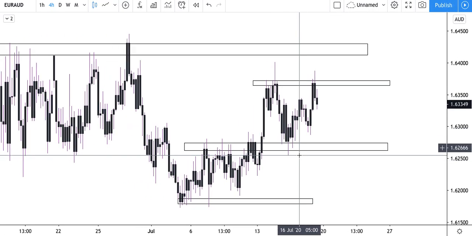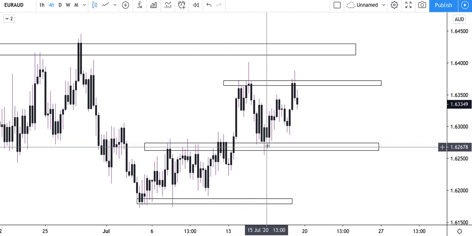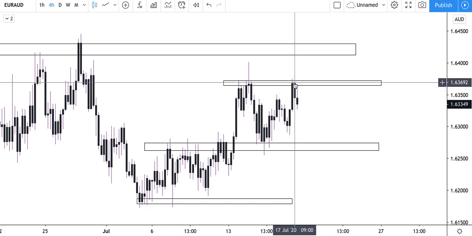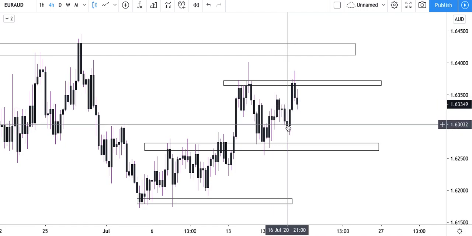EURAUD is the second pair that I want to talk about. Last week we had a breakthrough of this level of resistance. We came down for that retest. We actually bought this pair around here, and we were in profit for quite some time. Ultimately, we did hit take profit, but we had closed it earlier when price was coming back down here.